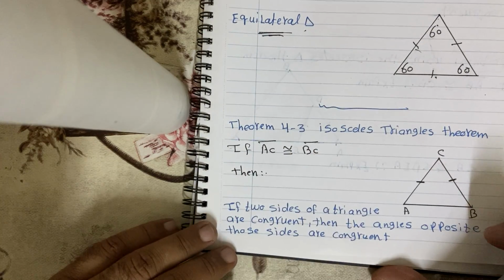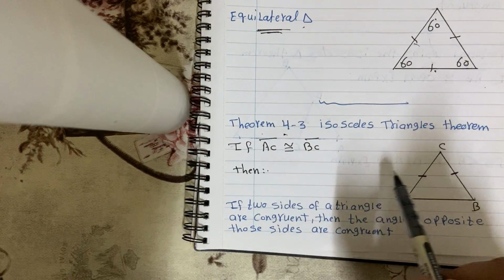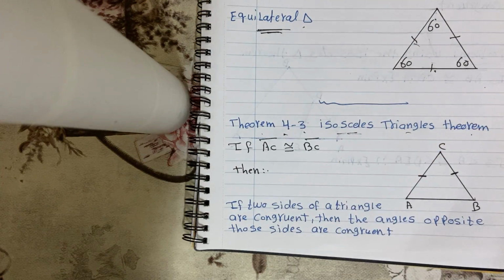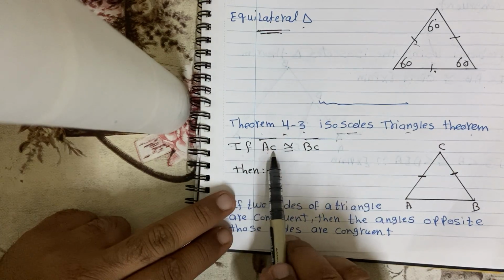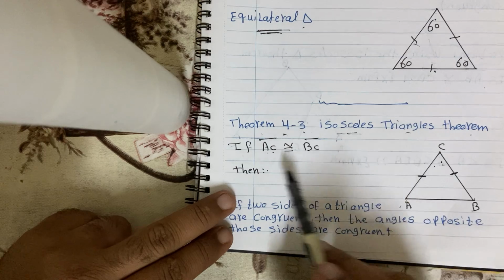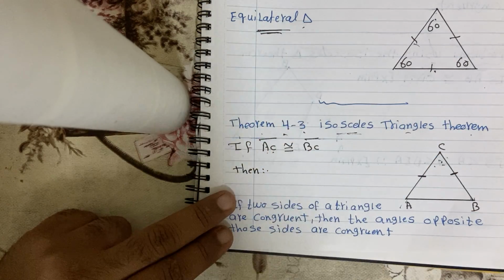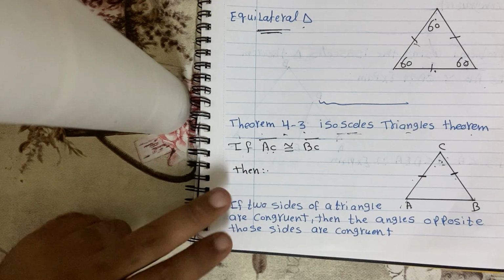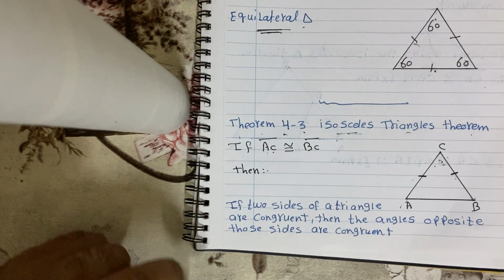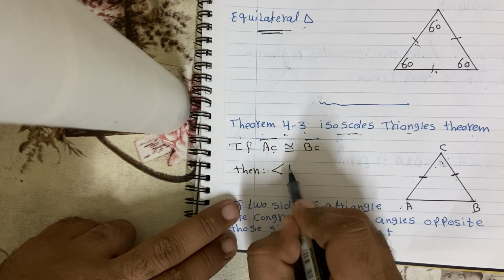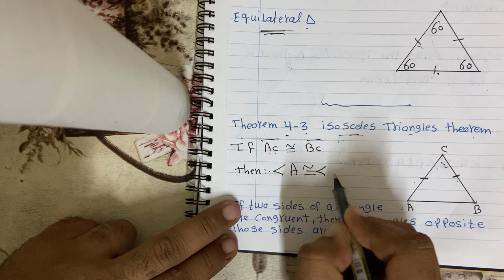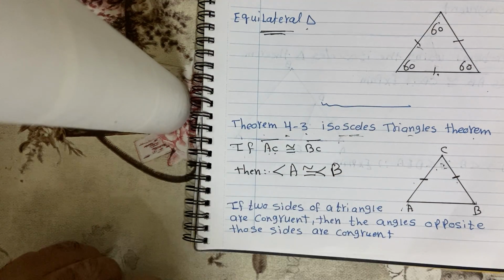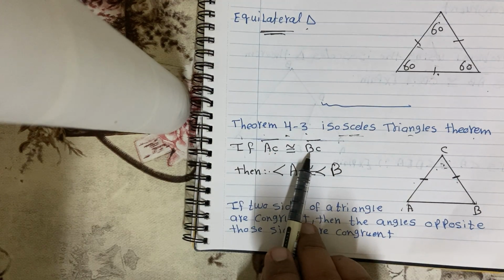Let's start our theorem. Our theorem is theorem 4-3, the isosceles triangle theorem. Here, if AC is congruent to BC, then this is an isosceles triangle because two sides are equal in length. What are we going to get? We are going to get that angle A is congruent to angle B. Why? Because AC is congruent to BC.